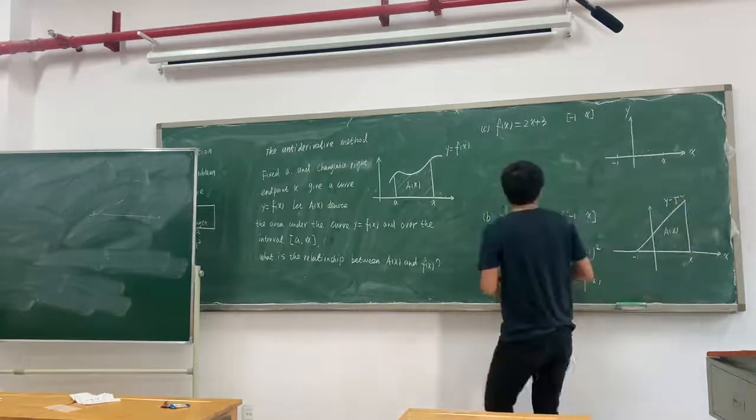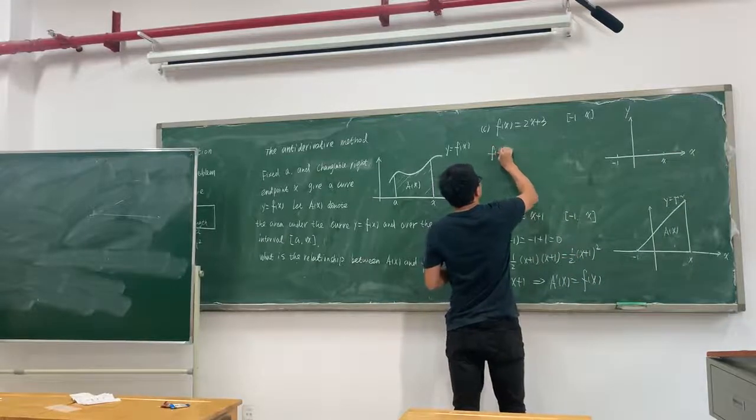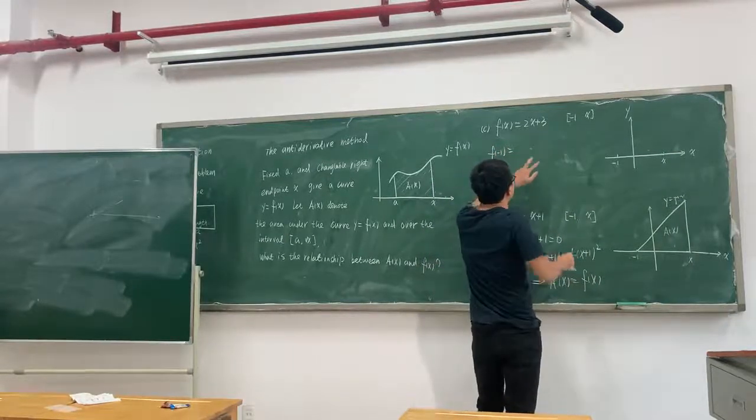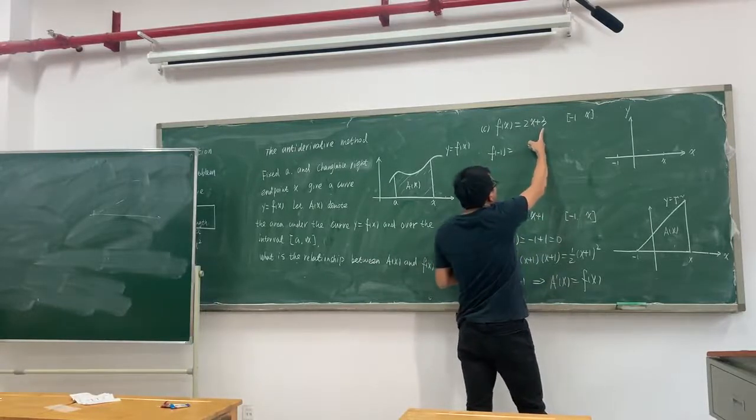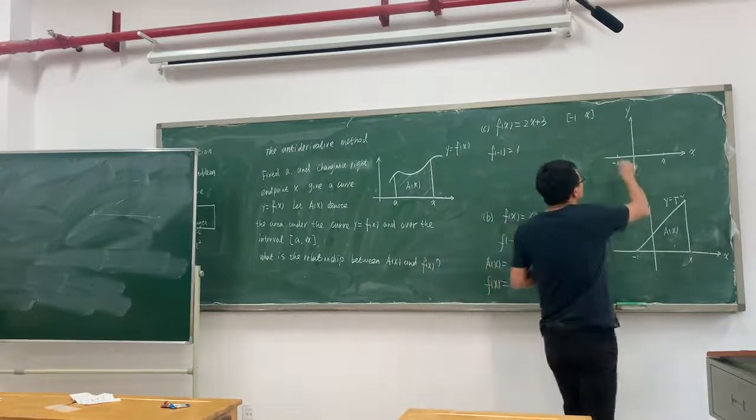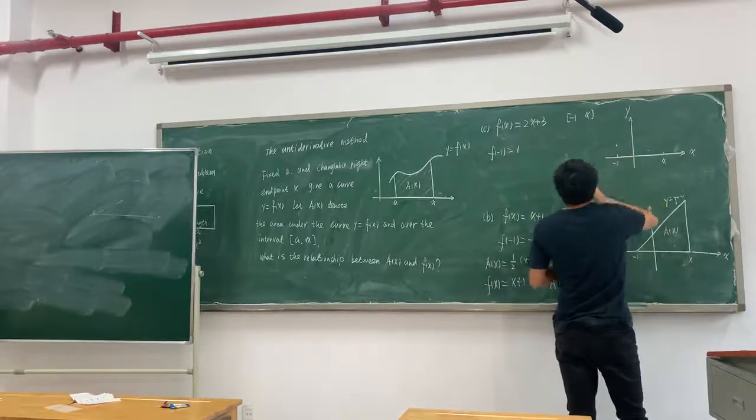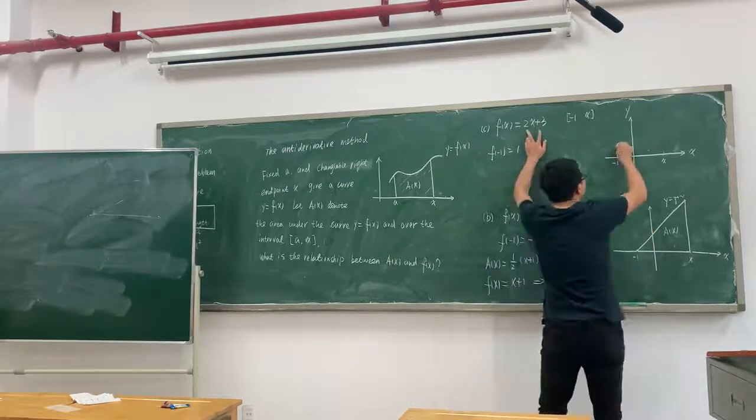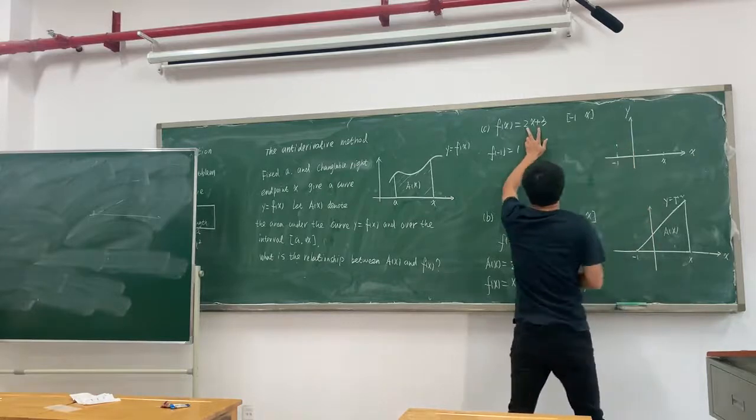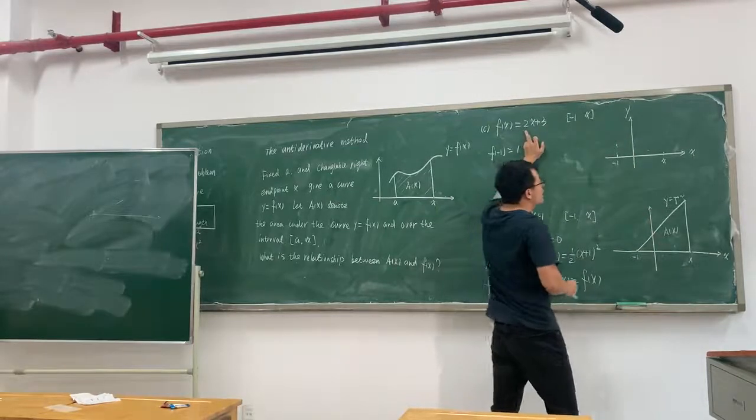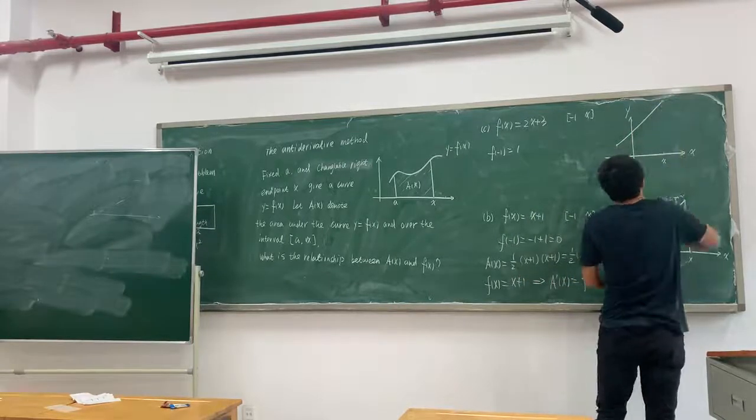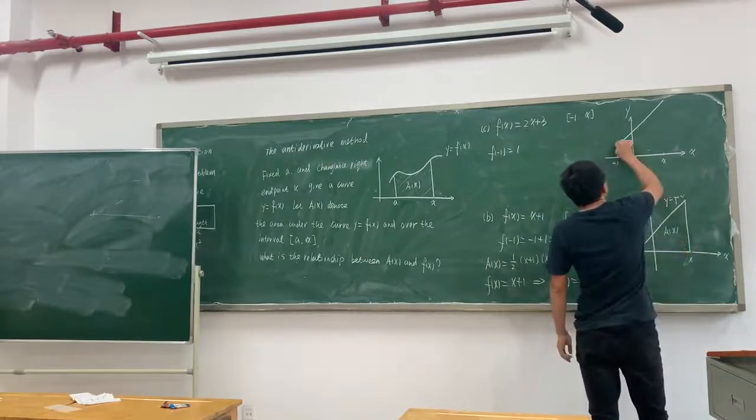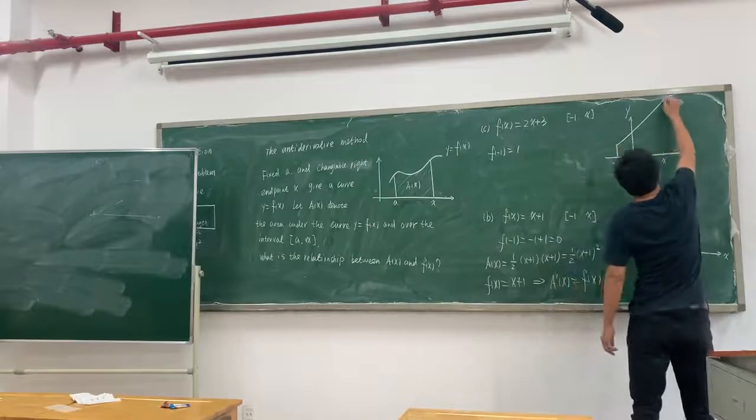So we can see f(-1) equal to what? f(-1) equal to 2 times minus 1 plus 3. So it's 1. So here is 1, and this function passes through this point. And the slope is 2. So actually it's like this. So here the area actually is this part.